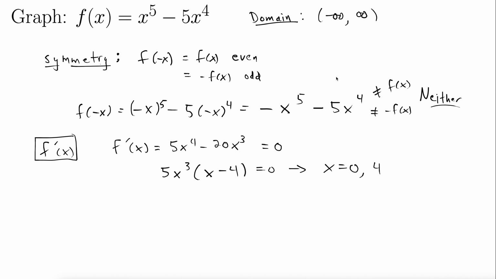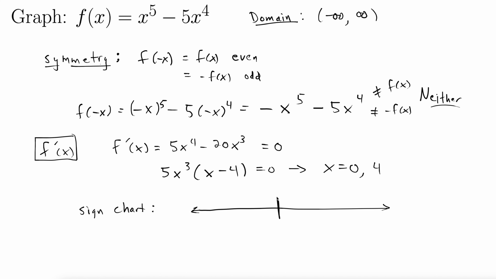From here we want to do a sign chart where you essentially draw a copy of the number line and identify your critical points. So we have something going on at 0 and 4. And now we want to test a point in each region in between those points.